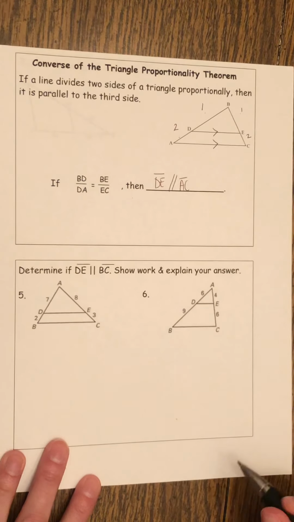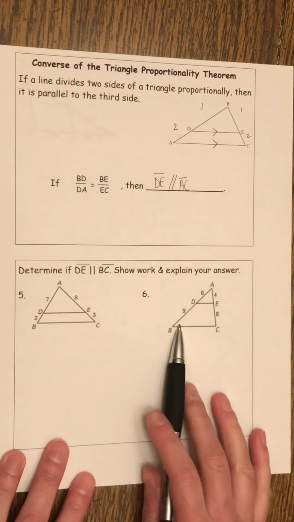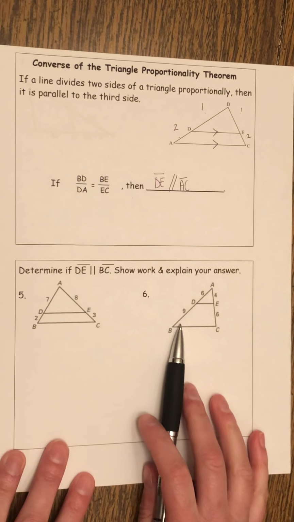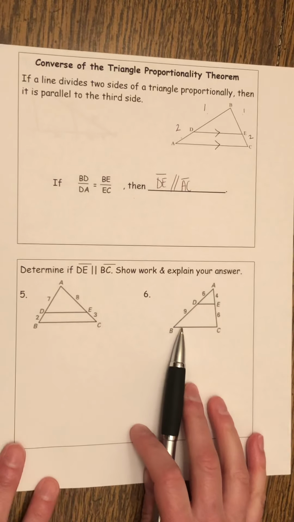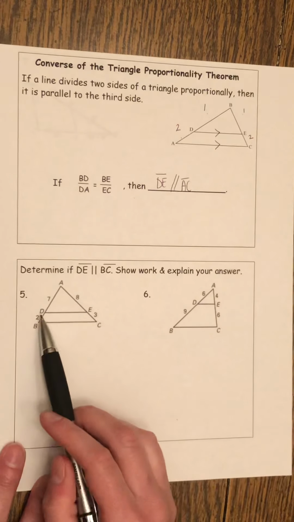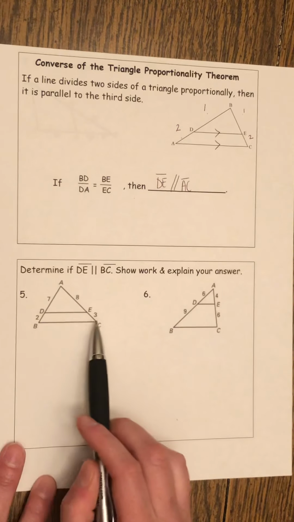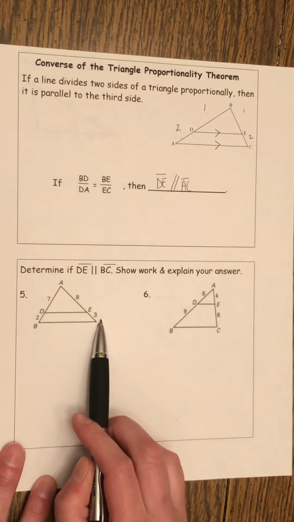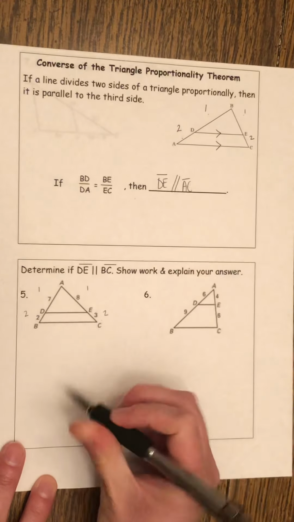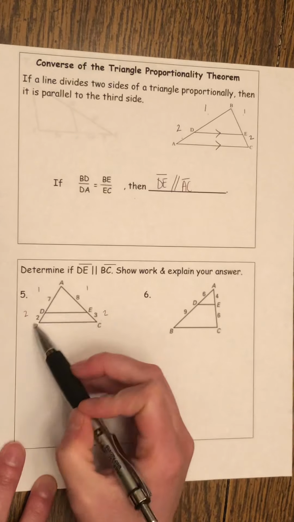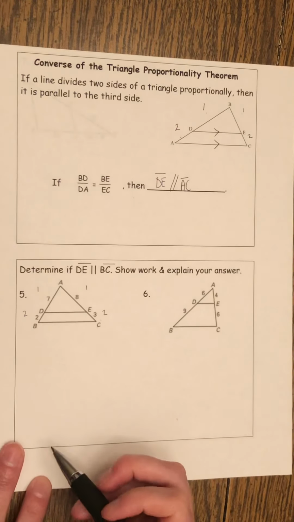So we're going to be using the converse of triangle proportionality theorem for our last several examples. So for 5 and 6, it says determine if segment DE is parallel to segment BC. Show work and explain your answer. So if DE is parallel to BC, it has to be that DE splits the two sides of the triangle proportionally.